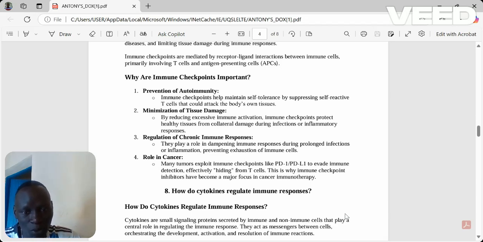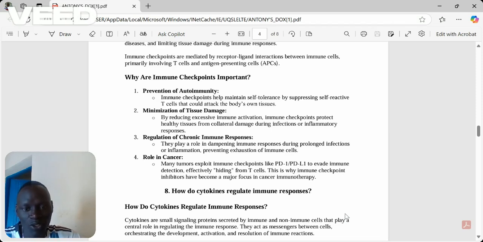Many tumors exploit immune checkpoints like PD-L1 and PD-1 to evade immune detection effectively, hiding from the T cells. This is why immune checkpoint inhibitors have become a major focus in cancer immunotherapy.